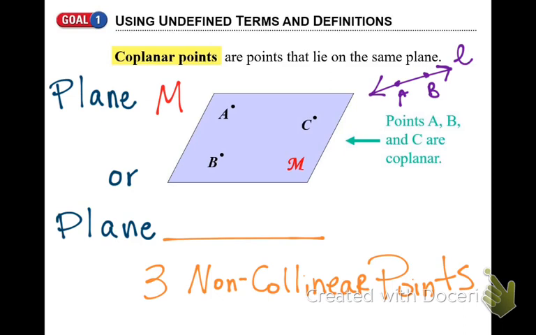Do you see a line in here at all? No. So what 3 points do we have? A, B, and C. So you can name them in any order. A, B, C. You can say B, A, C. Plane B, A, C. Plane C, A, B. So on and so forth. So these are your two options. Okay? But they have to be non-collinear, and we'll talk about that more.